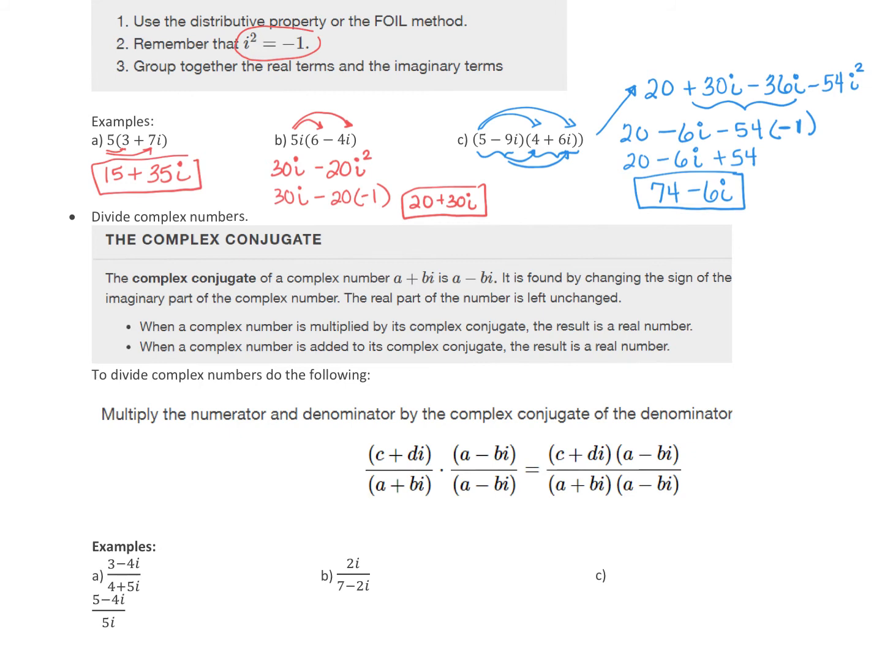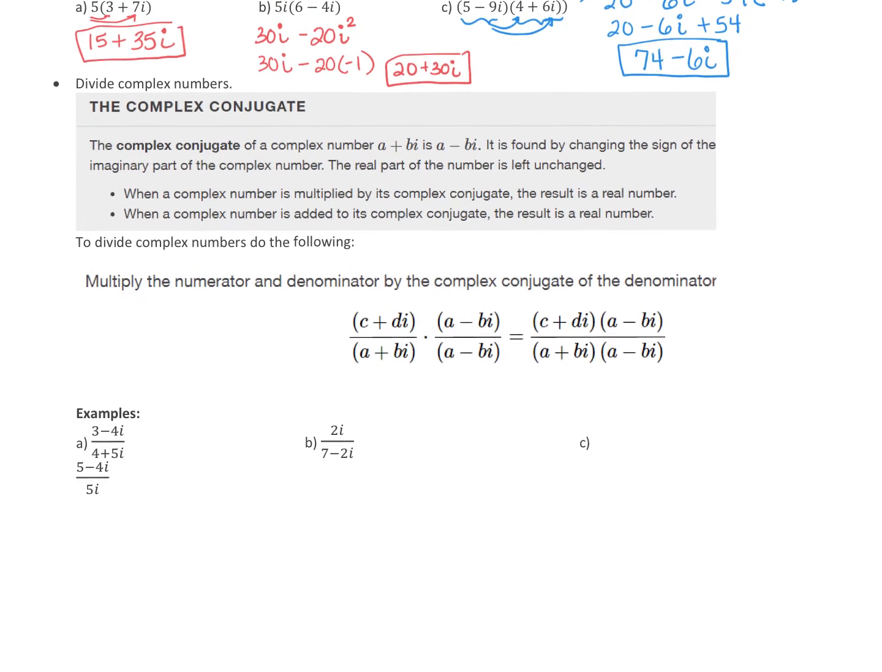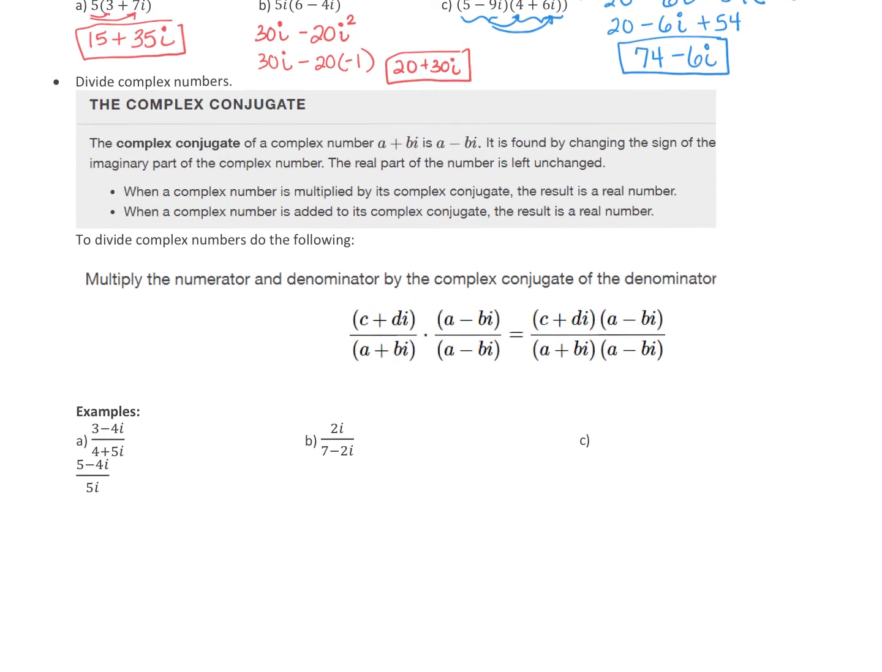When we divide complex numbers, we are going to have to multiply, but we multiply by something called the complex conjugate. So when you have two conjugates, something like a plus bi and a minus bi, what happens when we multiply those is we get a squared plus abi minus abi minus b squared i squared.